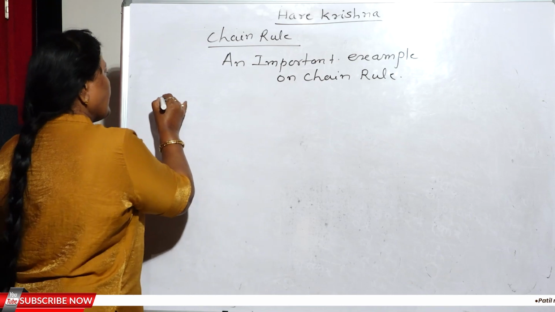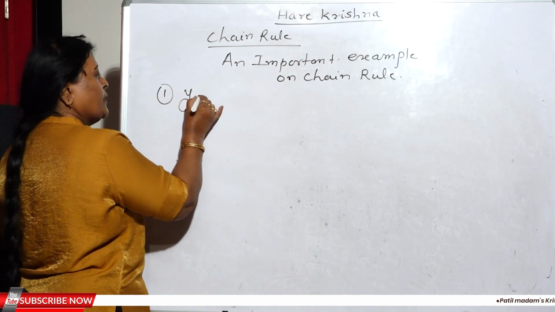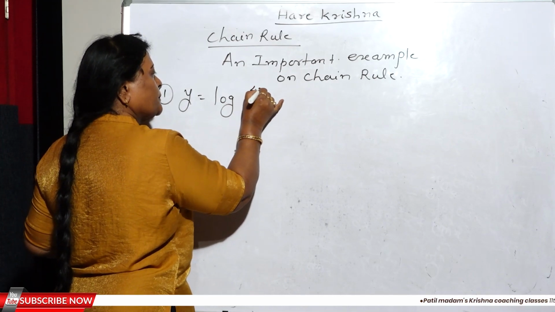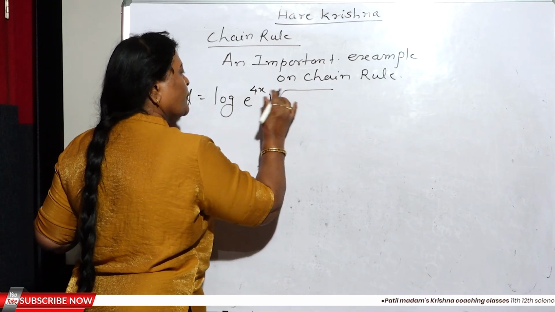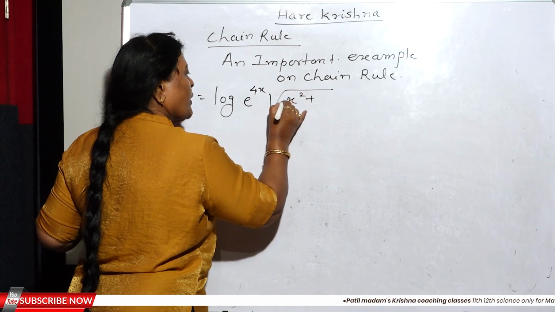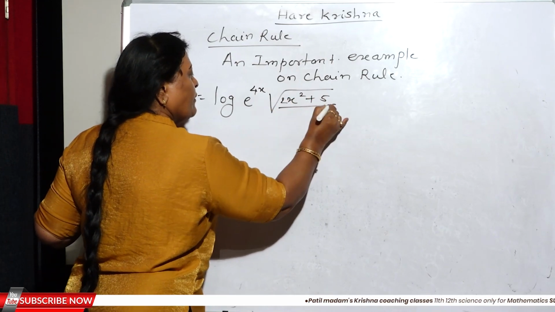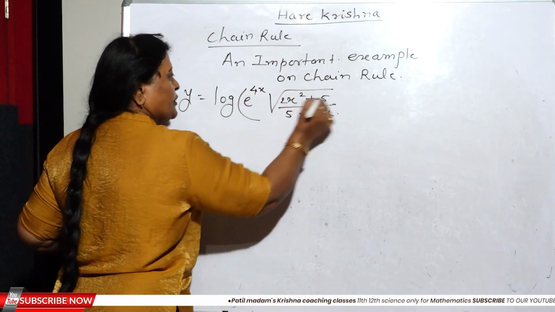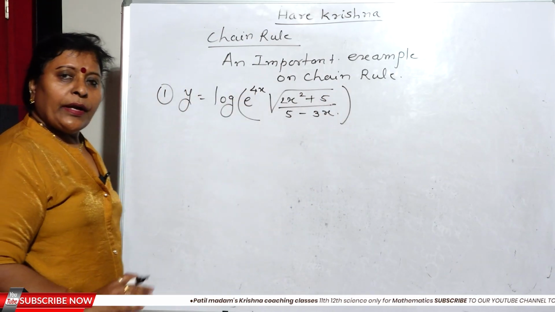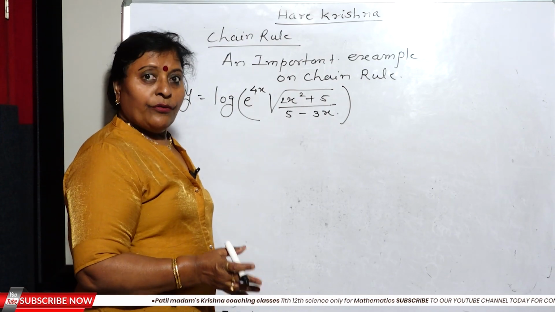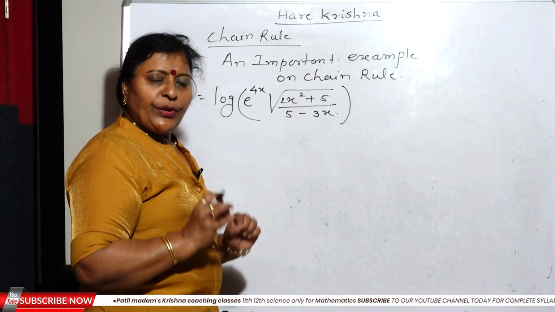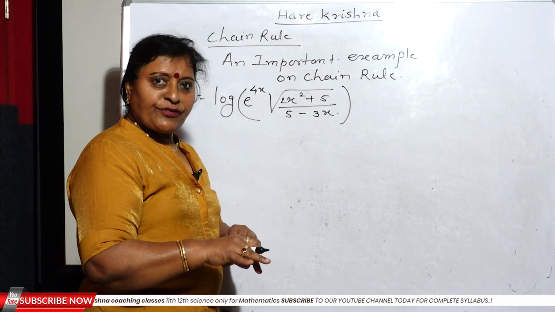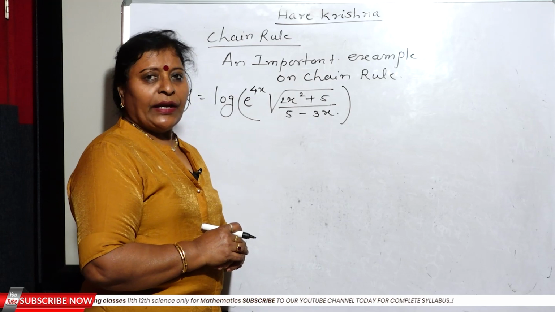See the first example. Suppose I consider log of e raised to 4x times root of (2x square plus 5) divided by (5 minus 3x). See, now in the last video we studied that you have to substitute u and find the derivative, and whatever u you have substituted, you have to find the derivative of that function.